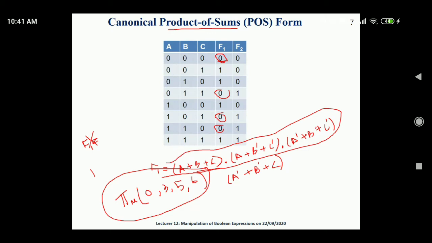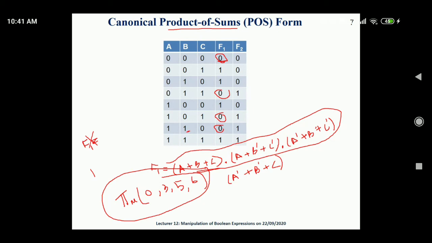I have a doubt, sir. The last term A bar plus B bar plus C, how will it be 110? Sir, in the table B is already 1. Yes, B is already 1.